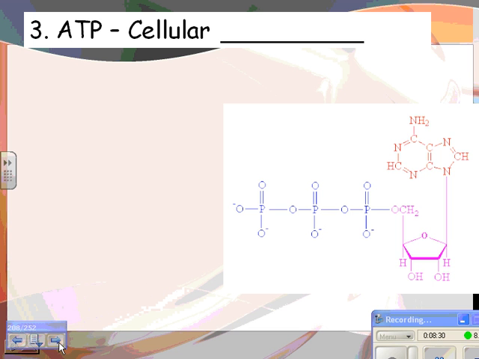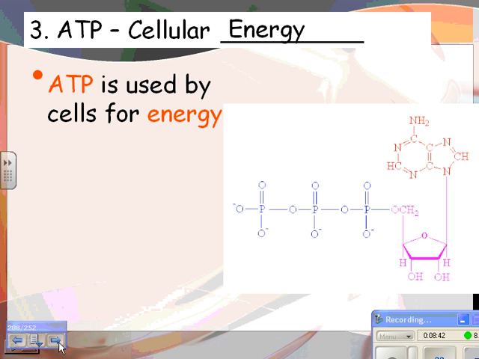The last one, we've done DNA, we've done RNA. The last nucleic acid that I want you to know is ATP. This is for cellular energy. Again, we're going to come back and revisit these nucleic acids because they're so important. ATP is used by cells for energy.